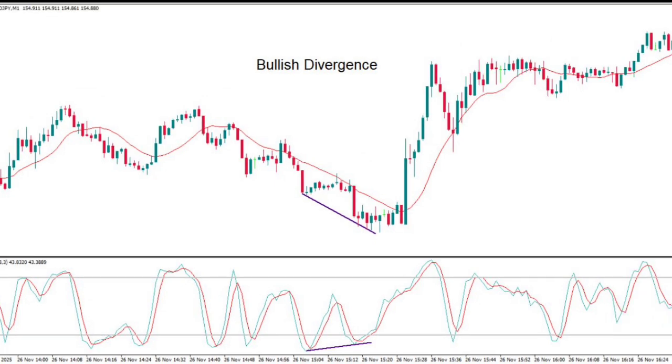Don't just buy any oversold crossover. Buy only when stochastic is in oversold below the 20 line and the %K line crosses above the %D line. And it happens after a bullish divergence or during a pullback in an uptrend. Reverse for overbought, above the 80 line, sell signals.